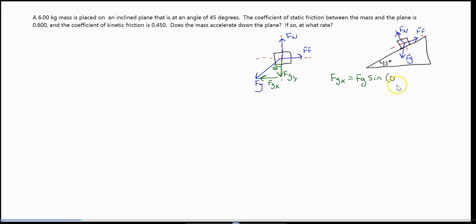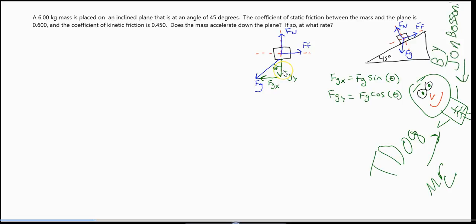We know now from our other video that the x component is going to be FG sine of theta. Here we go, sine is opposite over hypotenuse. FGY is going to be FG cosine of theta, because cosine means adjacent. And one of my wonderful students drew a picture of himself, or of another student, I'm not really sure. But we'll leave it there for now, because it's already there.